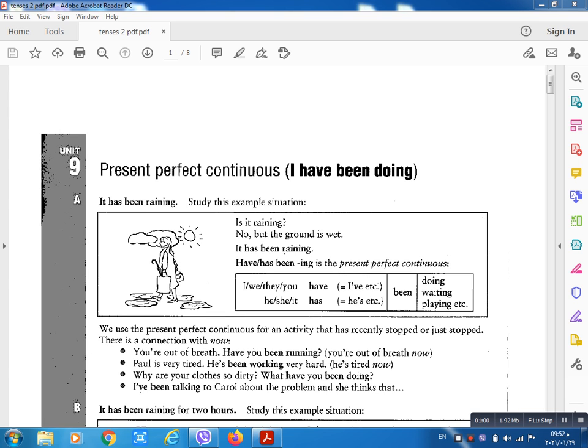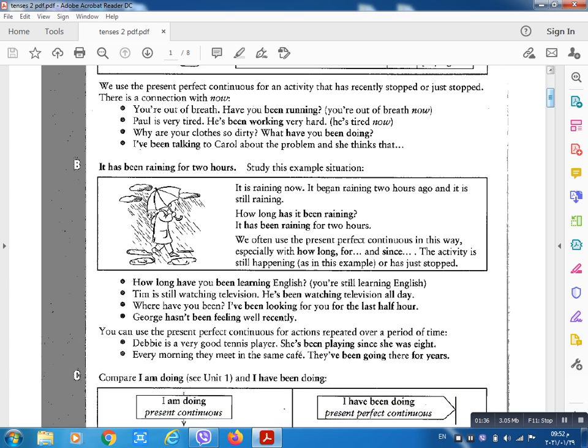We use the present perfect continuous, dear students, for an activity that has recently stopped or just stopped. What does that mean? For example, according to the example situation, the ground is wet. It means that there are certain results, certain evidence that there is an activity that has been taking place. So, what about this activity? This activity has just stopped or recently stopped.